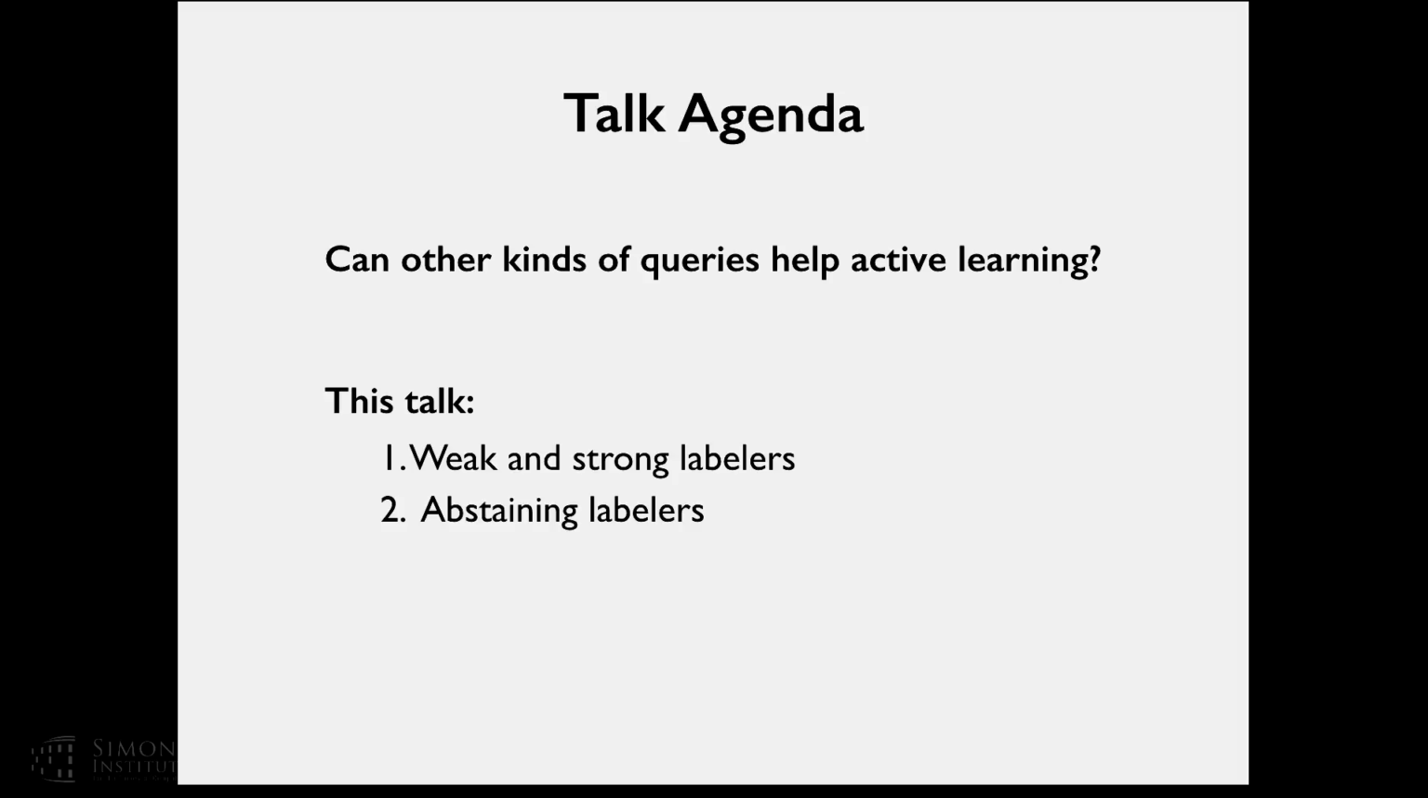And I will talk about two different kinds of feedback in this talk, based on some of our previous papers. The first one is when we have weak and strong labelers, and this is joint work with Chi Cheng. The second one is when we have labelers which sometimes say, I don't know, and this is joint work with Song Bai and my colleague Tara Javidi.